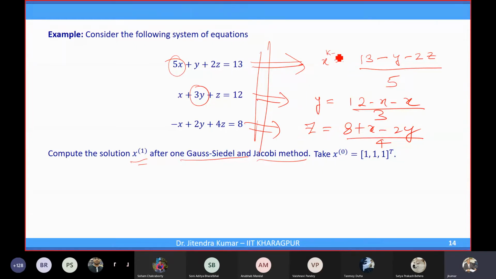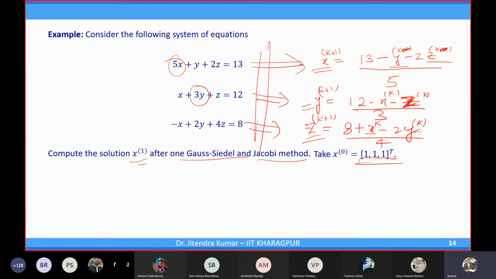Put the iterations. I'm using the Jacobi method, for instance. So here, oh sorry, this is k. Right hand side kth iteration, left hand side k plus 1. This is your Jacobi method. That's all. The initial guess is given already, 1 1 1. Put 1 there and get the x. Put 1 here, x, z. So 1 1 and compute this. This is your new y. Put x, y, you get the new z.